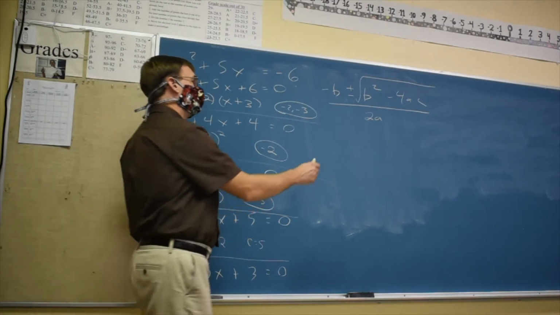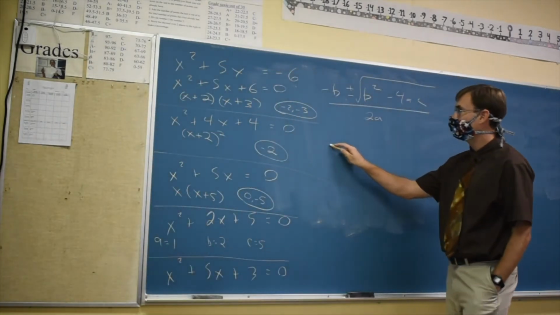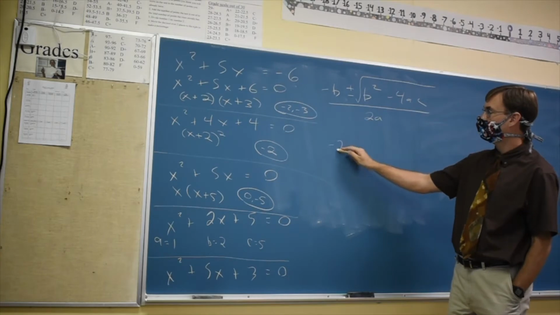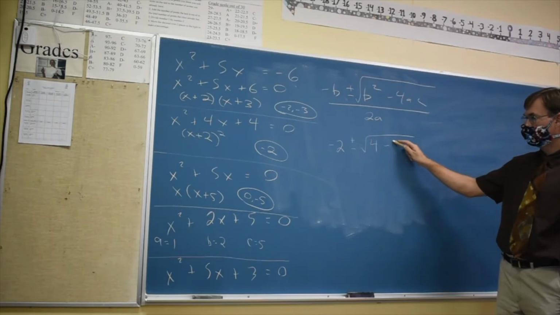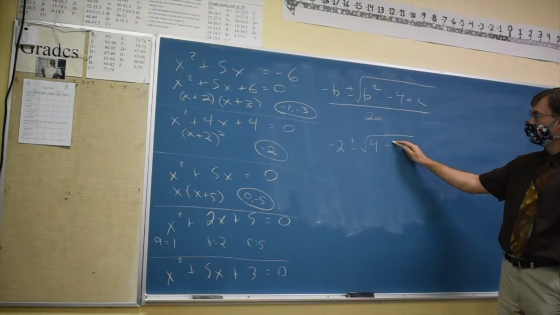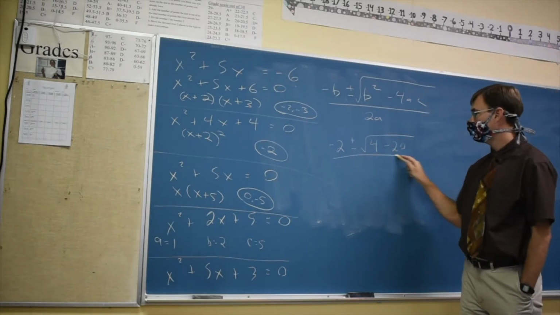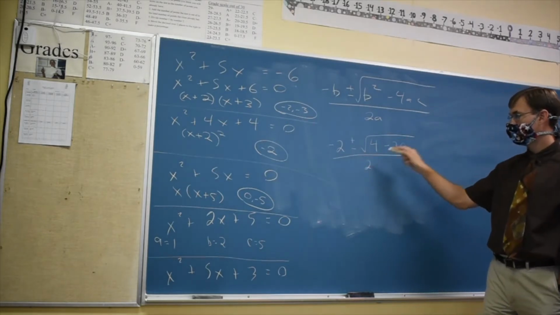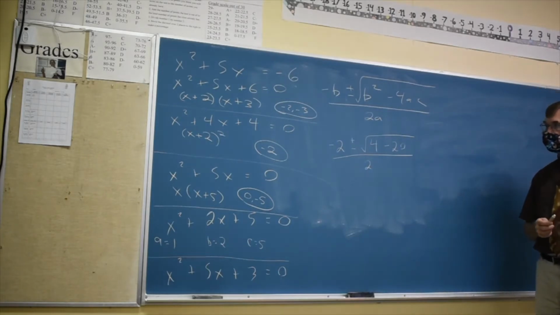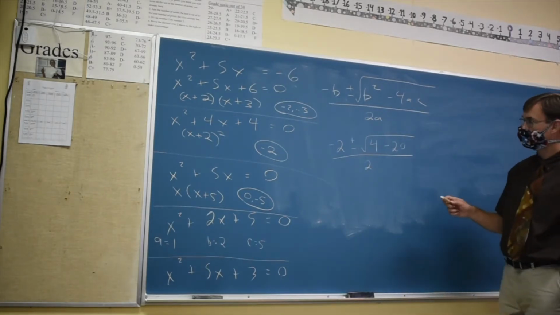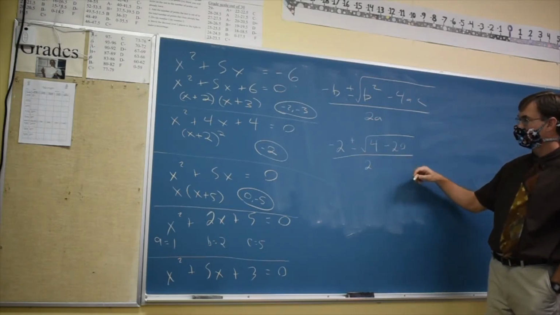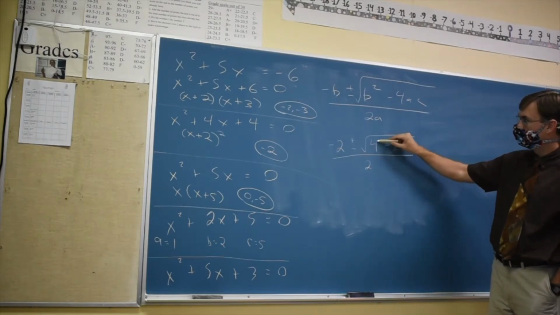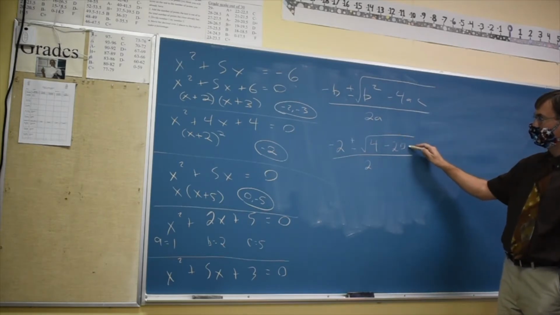So if we put those numbers in here, we'd be looking at negative 2 plus or minus root 4 minus 4, no, wait, okay, 20, over 2. It's a good start. Can you cancel the 2 or get rid of the 2s? You could clean up something. And 4 minus 20 makes negative 16.